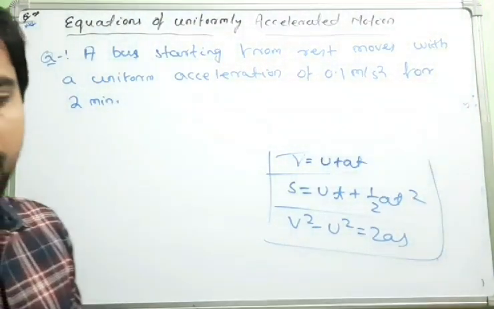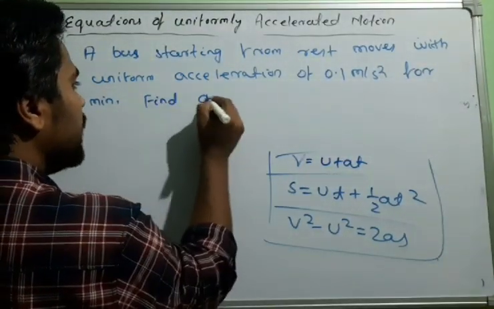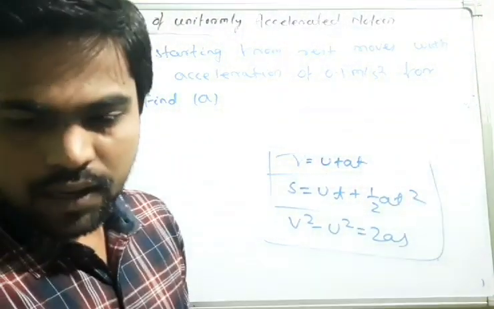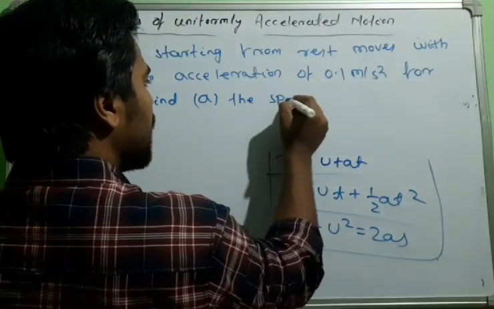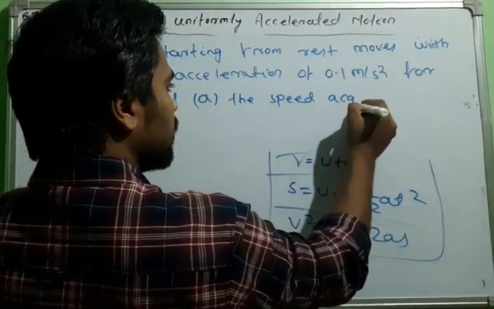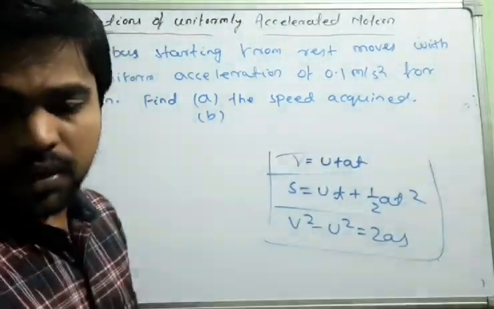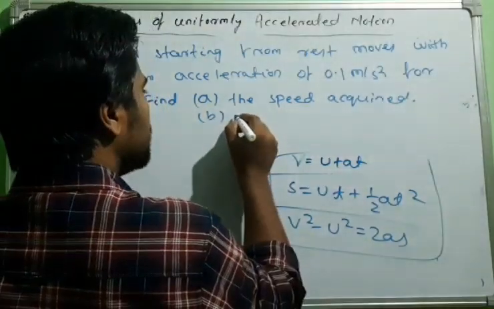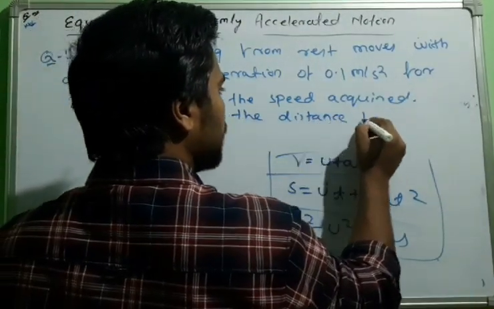Clear or not? Part A: find the speed acquired, how much speed he acquired. Part B: the question is asking for the distance traveled. Find the distance traveled. Clear?